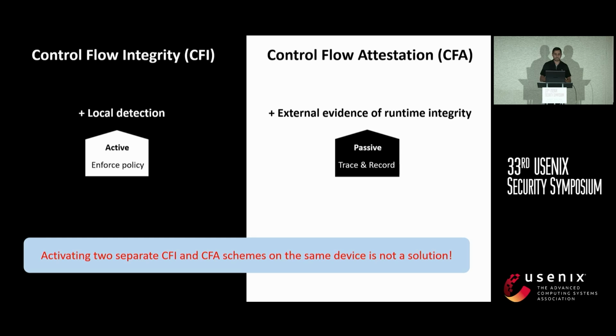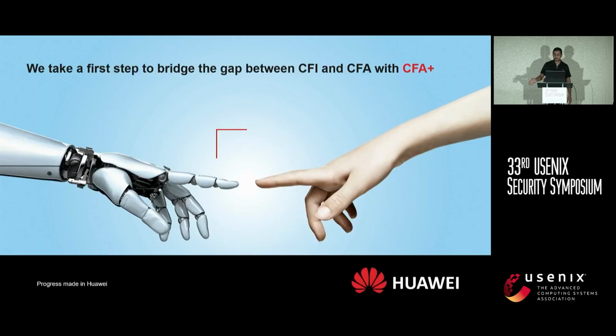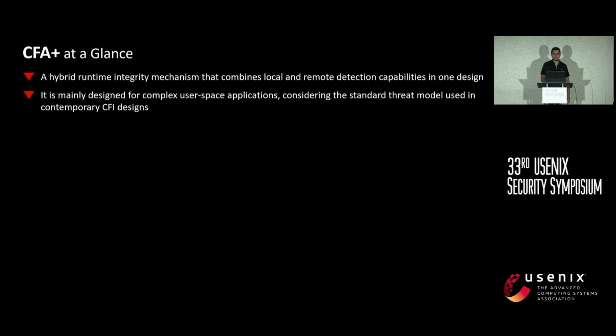And again, this triggers another question: CFI has a distinct feature, and control flow attestation has another nice feature, so how do we achieve both features in one design? This is the goal of CFA+. We try to take a first step to bridge this gap. Simply put, CFA+ is a control flow attestation mechanism with local detection capabilities. We tried to achieve these capabilities in one design that is efficient, scalable, and at the same time practical to apply in some scenarios. It depends on two main pillars.